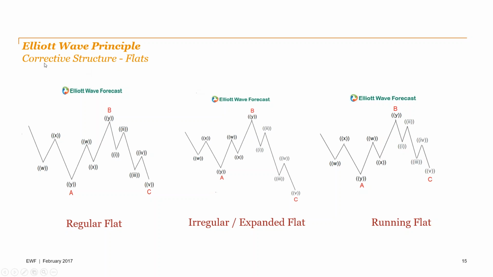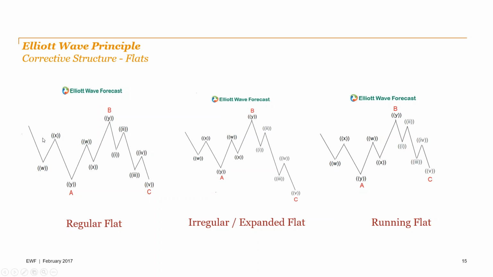All right, now the next corrective structure is called flat. Flat is also labeled as an ABC, okay? Same as zigzag, but the difference is you notice here the subdivision is 3, 3, 5. There are three different types of flats: a regular flat, expanded flat, and running flat.